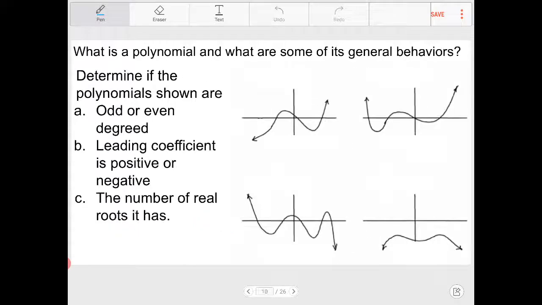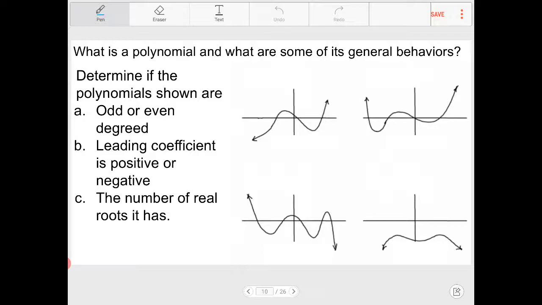All right. So, based on what I just told you, pause the video and see if you can answer these questions here. What degree are these polynomials? Find out whether or not the leading coefficient is positive or negative. And lastly, state the number of real roots you see based on these drawings. Hopefully you guys had some time to think about this.